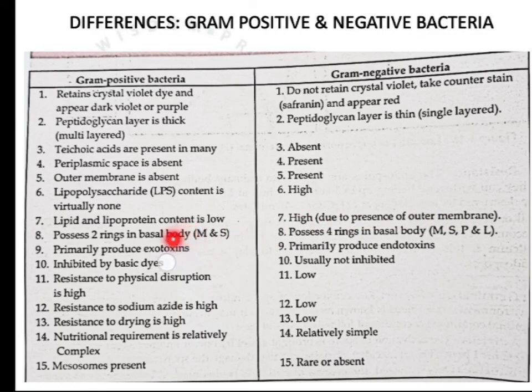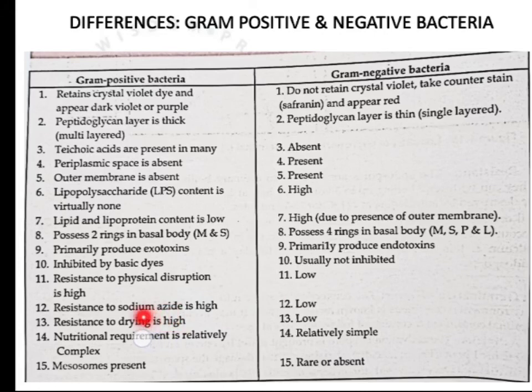Gram-positive bacteria possess two rings in the basal body of the flagellum, M and S, and gram-negative bacteria possess four rings, which we will discuss in detail later. Gram-positive bacteria primarily produce exotoxins, and gram-negative bacteria primarily produce endotoxins. Gram-positive bacteria are inhibited by basic dye, and gram-negative bacteria are usually not inhibited by basic dye. Resistance to physical disruption is high in gram-positive bacteria. It is low in gram-negative bacteria.